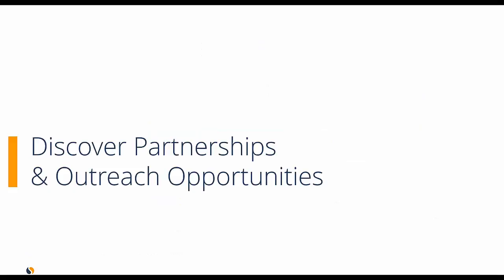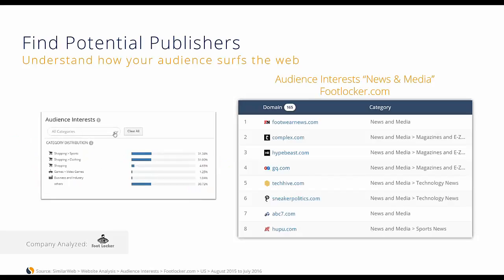So the last section is discovering the partnerships and the outreach opportunities. To find potential publishers, one of the best things you can do, and this is for your affiliate managers, your PR people, your media outreach people, is filter audience interest per category. So if I'm looking at footlocker.com, who are the top news and media sites that are covering the products, the keywords and the interests of Foot Locker customers?